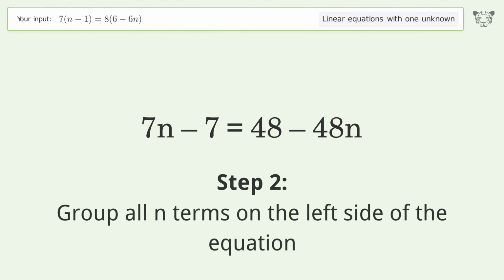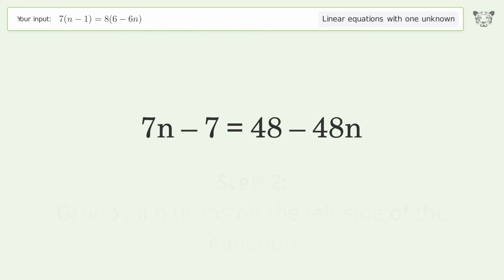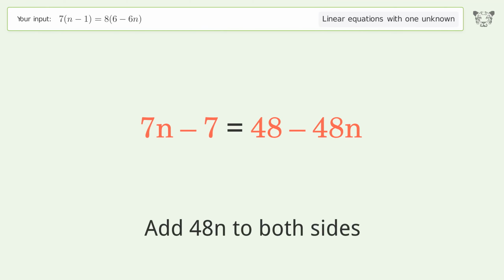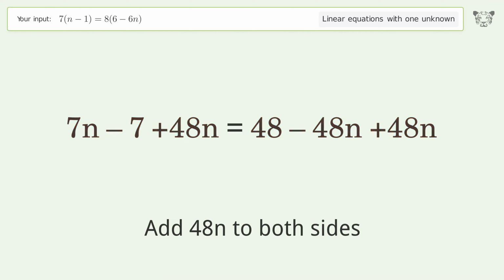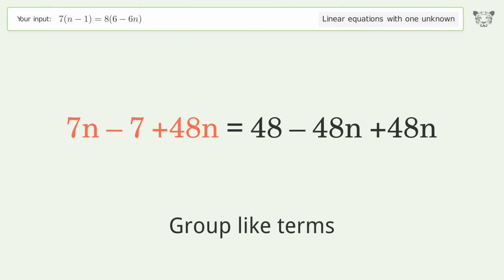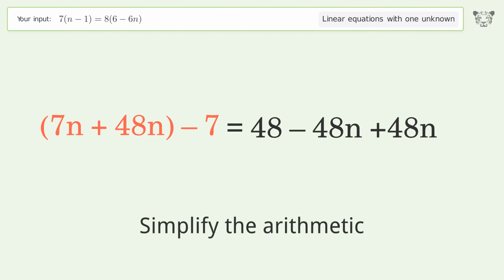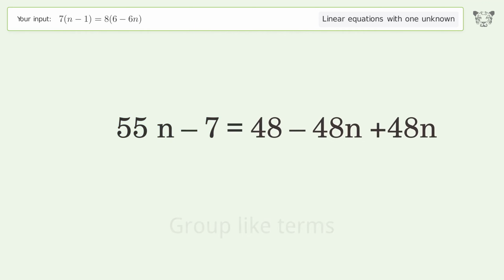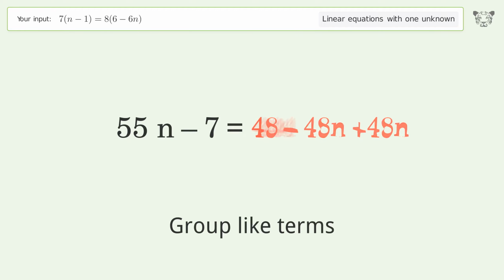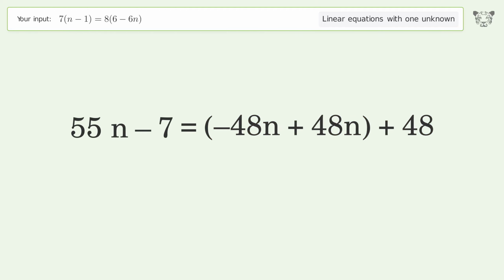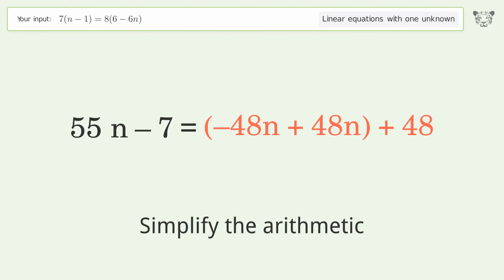Group all n terms on the left side of the equation. Add 4810 to both sides. Group like terms. Simplify the arithmetic. Group like terms. Simplify the arithmetic.